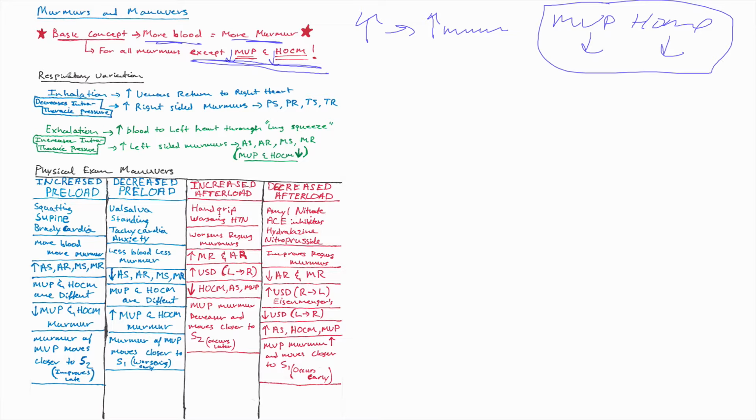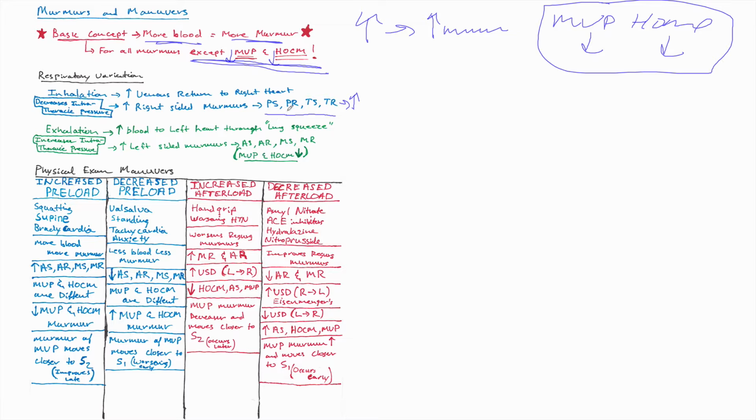Now we're talking about inhalation, exhalation, just respiratory variation. Remember, with inhalation, we're going to increase venous return to the right heart. That's going to increase our right-sided murmurs, which are pulmonic stenosis, pulmonic regurg, tricuspid stenosis, tricuspid regurg. All of these fall into the more blood, more murmur phase of this basic concept.